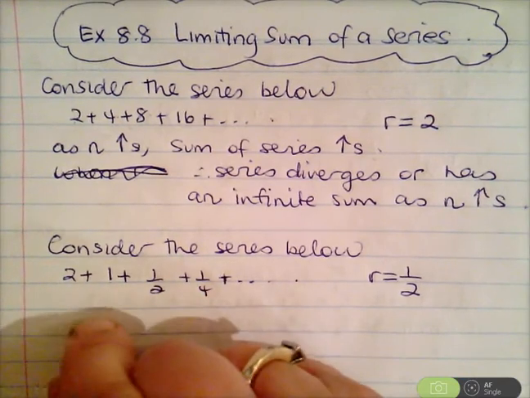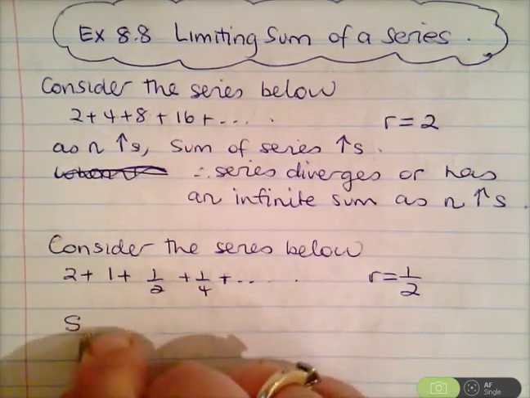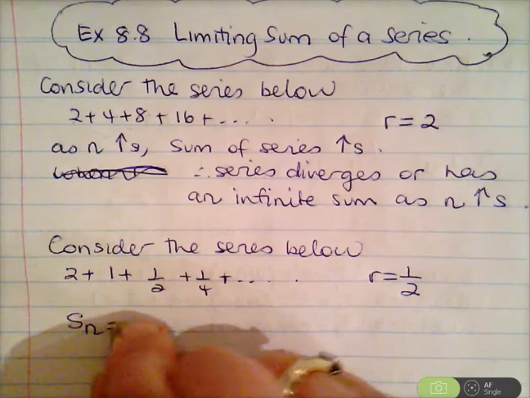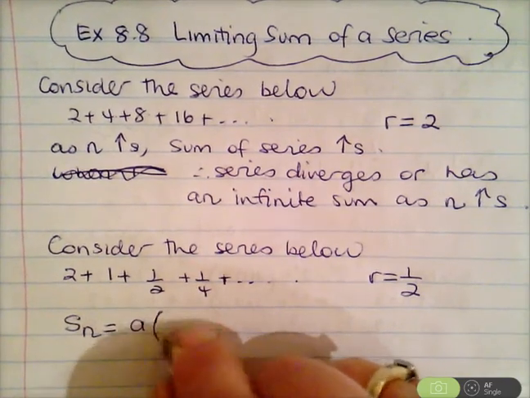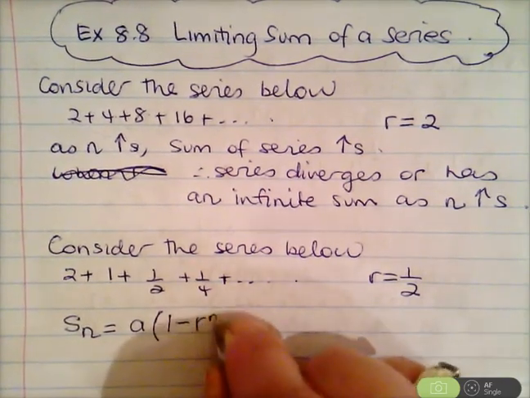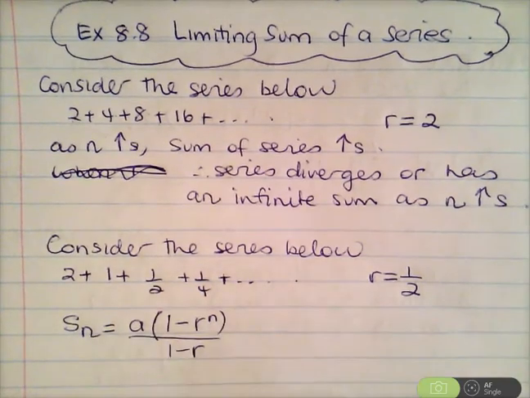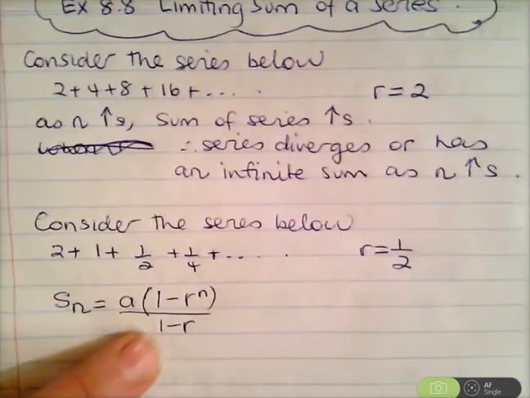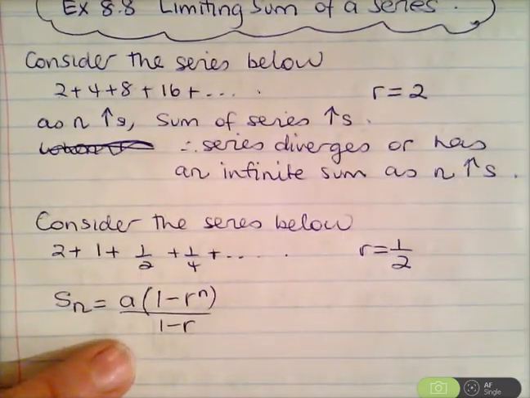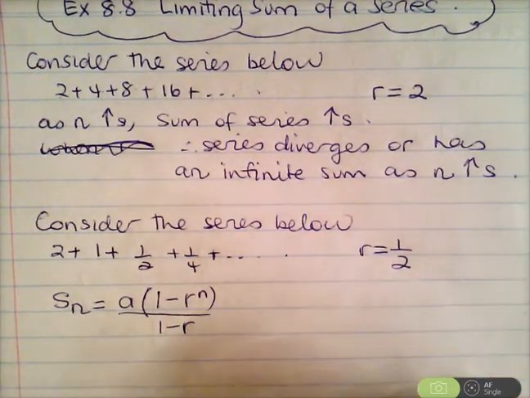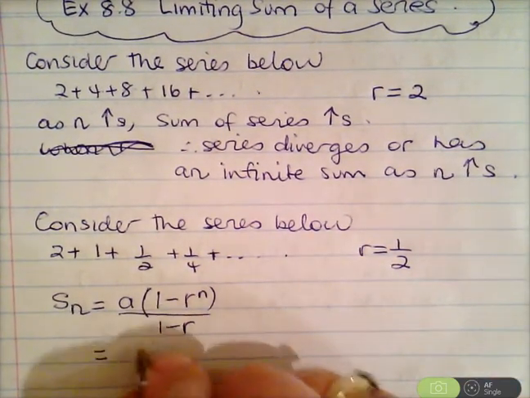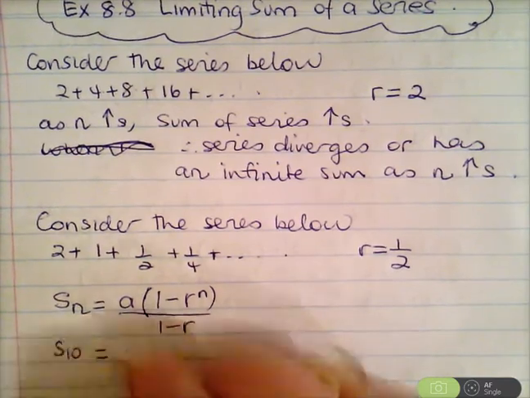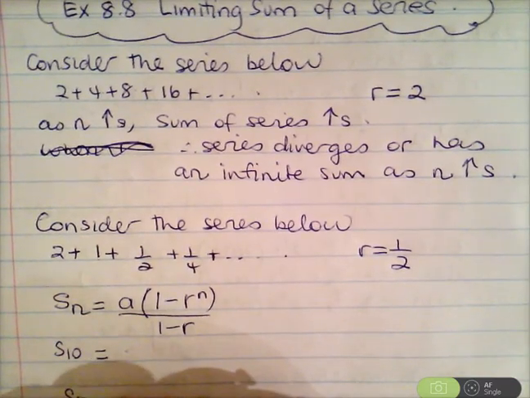Now I'm just going to do the sum Sn. If you look at the formula, it's a(1 minus r to the n) over 1 minus r. Remember, this is the formula we use if the absolute value of r is less than 1. So in this case, I'm just going to do the sum of 10 terms, and the sum of 50 terms.